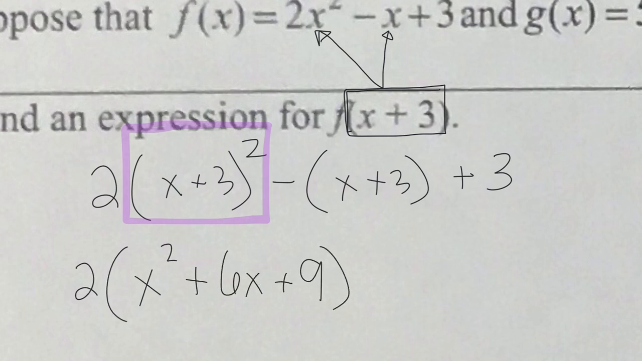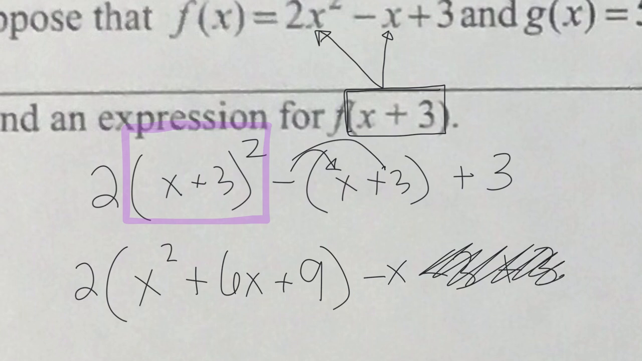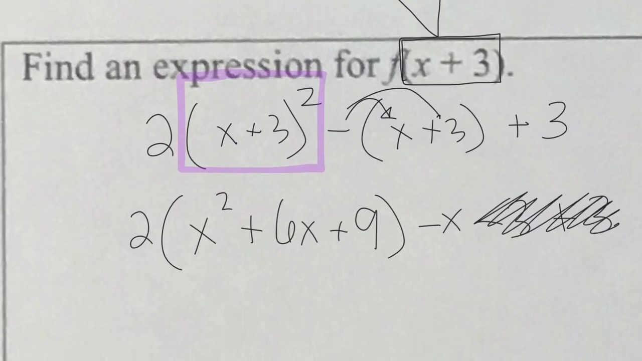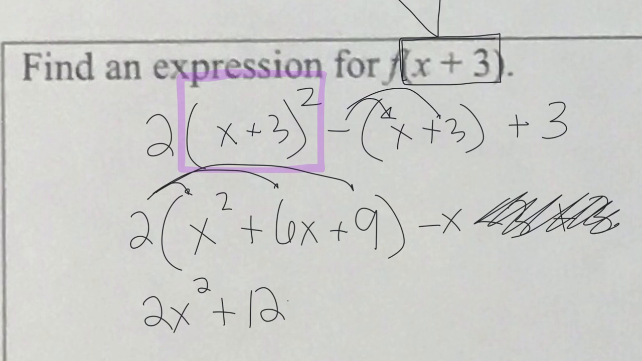Okay, let's distribute. This is going to be a minus x and a minus 3, and then a plus 3 at the very end. Can we do some simplifying? Sure, the minus 3 and the plus 3 can go away, right? Minus 3 plus 3 is 0. And now you have to multiply everything by 2, so we distribute this 2 in here. 2x squared plus 12x plus 18, and then we still have the minus x.